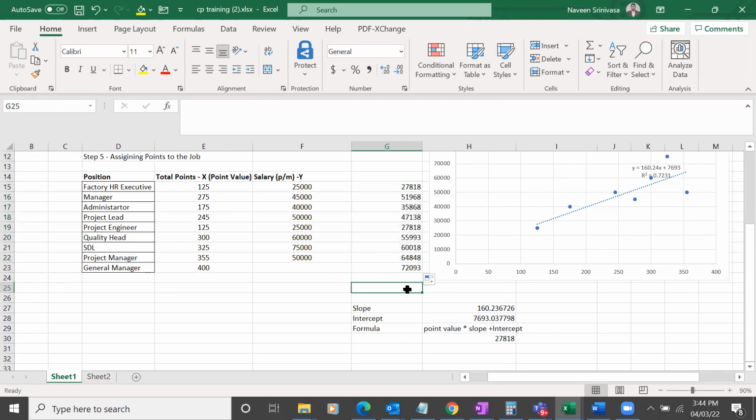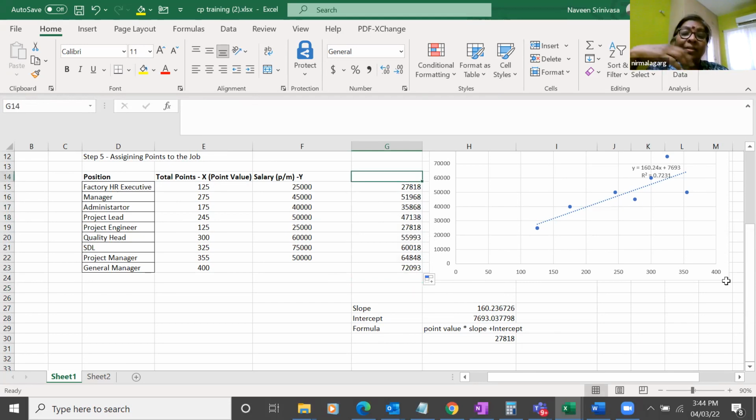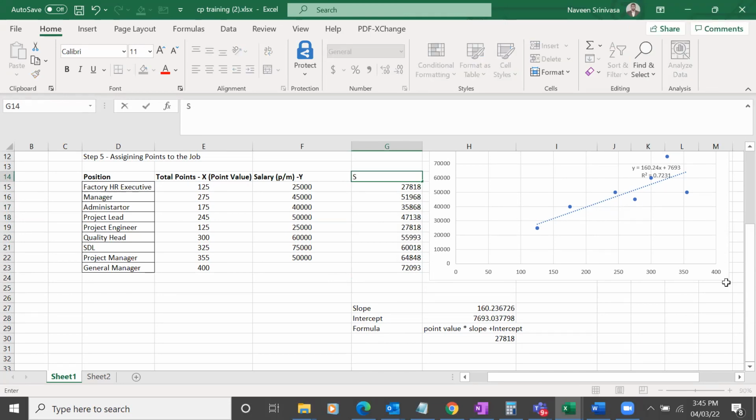Got it? Why will you get general manager? You need only the slope and intercept value. Once you have the slope and intercept value for your positions, then you add that to a job which is unique and get the salary which you need to pay. Are you with me now? Did you get it? Yes, ma'am.